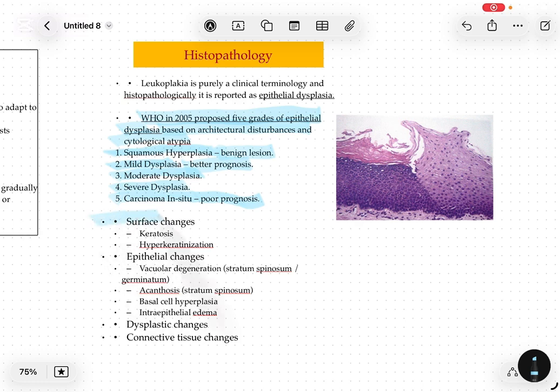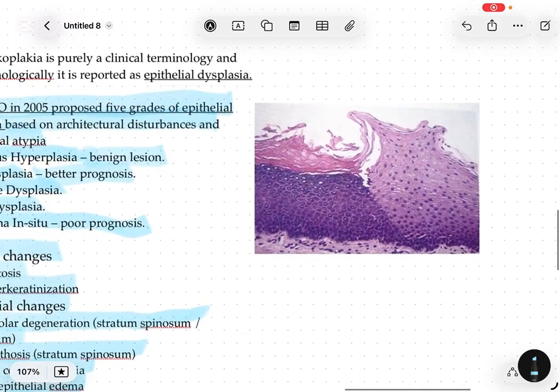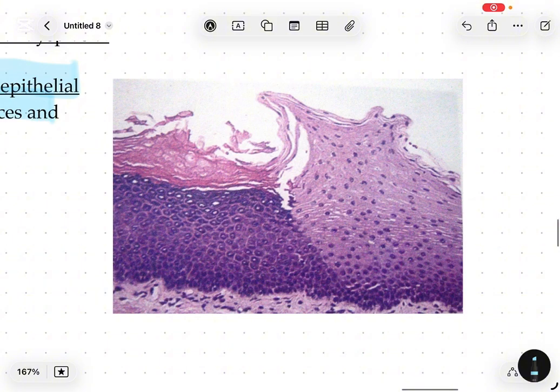Now there are surface changes, which are keratosis and hyperkeratinization. There are epithelial changes: vascular degeneration, stratum spinosum or germinatum, acanthosis, basal cell hyperplasia, intraepithelial edema. Then we have dysplastic changes, and then connective tissue changes. So these are the changes that occur in the histopathology of leukoplakia. As you can see here, the hyperkeratosis can be seen.